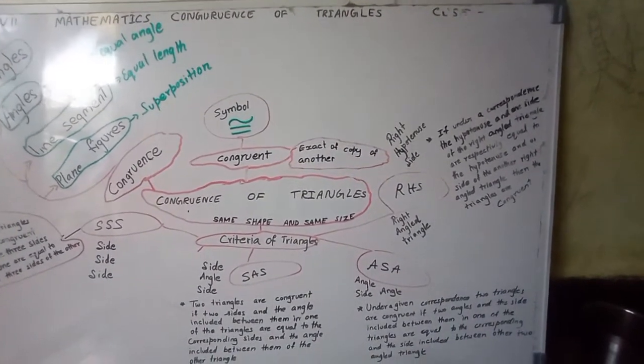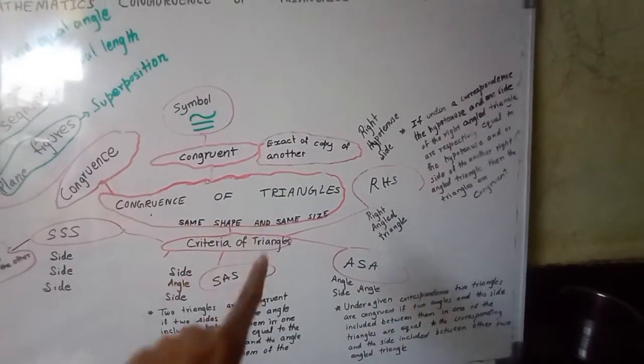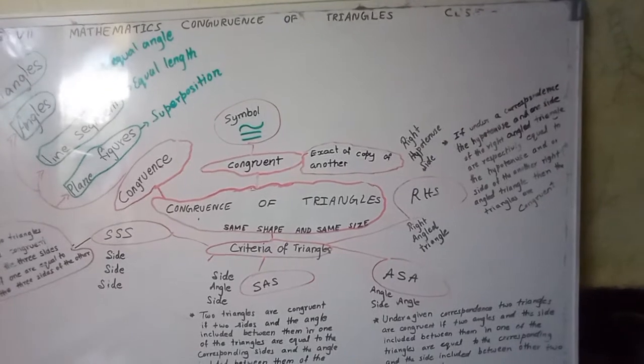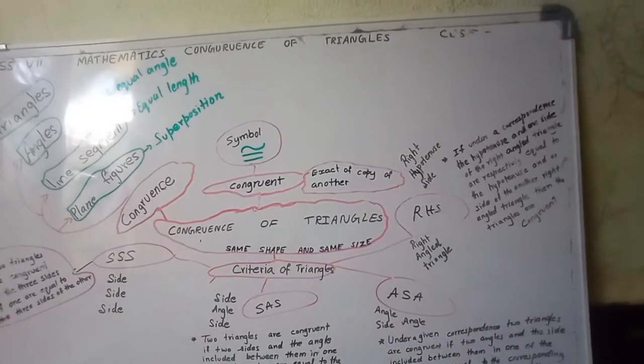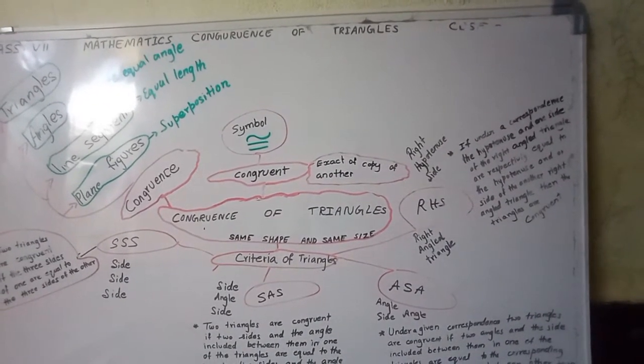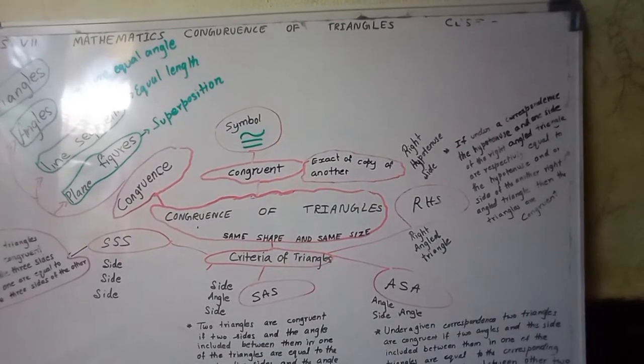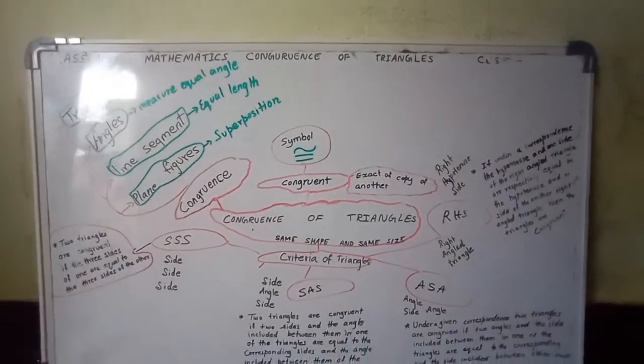Dear students, here at the center there is congruence of triangles. What do we mean by congruence? Congruence means same shape and same size. Even the shape must be the same as well as the size.